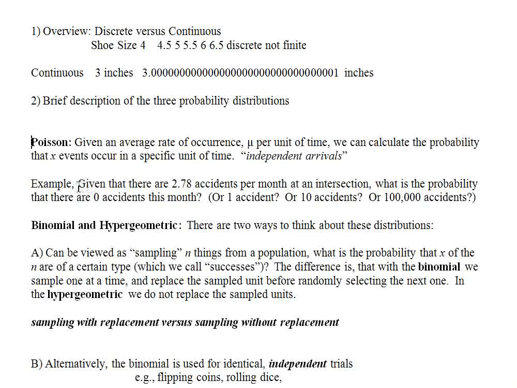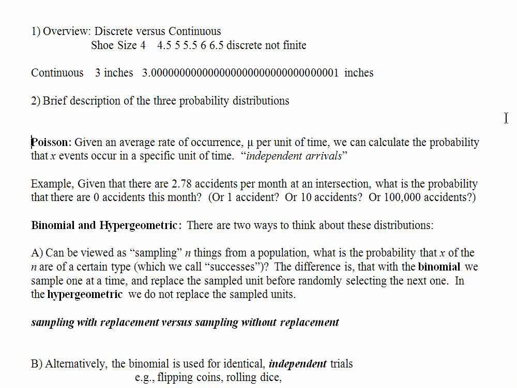So, a practical example might be, suppose there are 2.78 accidents per month at an intersection using historical data. Then we might want to know, what's the probability there are no accidents this month? What's the probability there's 1 accident? Or what's the probability there are 10 accidents? Exactly 10. Not 10 or less, not 10 or more, but we want to know the probability that there are 10 accidents this month. Or even 100,000 accidents.